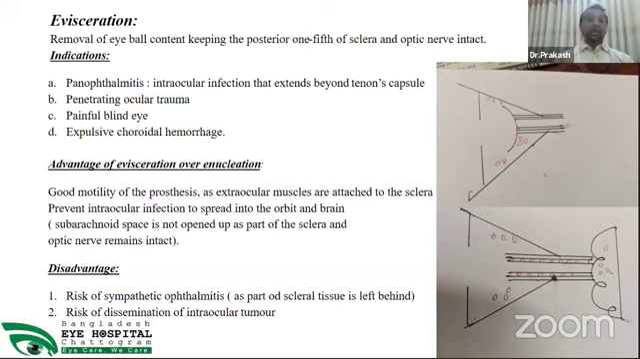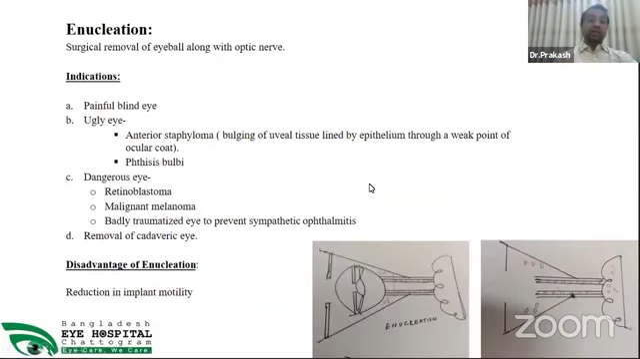So another, there is a buyback question: how much optic nerve will you remove in retinoblastoma? As I mentioned, one of the indications of enucleation in retinoblastoma, as much as possible, as much as possible.